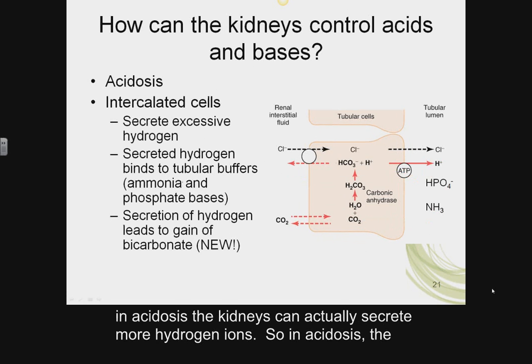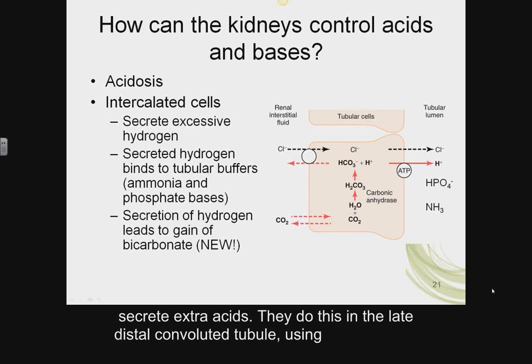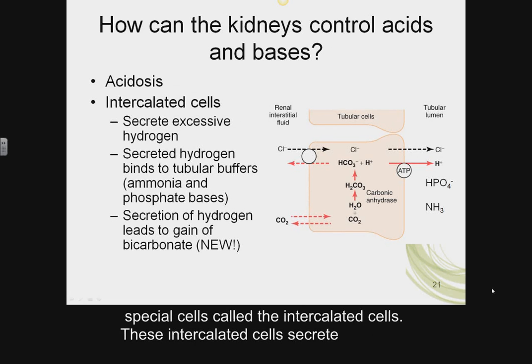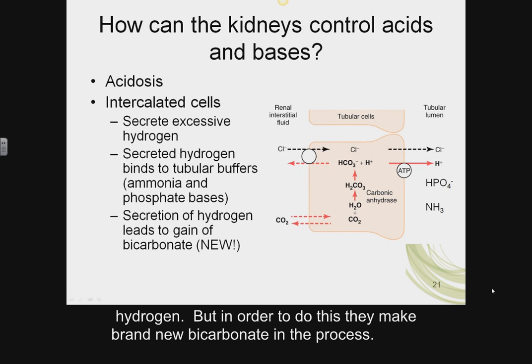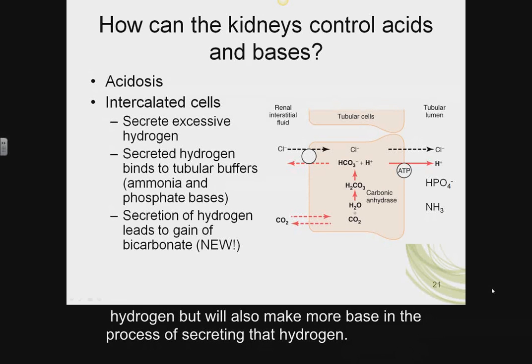In acidosis, the kidneys can actually secrete more hydrogen ions. So in acidosis, the kidneys will reabsorb all of the filtered bicarbonate, but they also can additionally secrete extra acid. They do this in the late distal convoluted tubule, using special cells called intercalated cells. These intercalated cells secrete hydrogen, but in order to do this, they make brand new bicarbonate in the process, which is perfect, right? If a patient is in acidosis, their kidneys not only will secrete hydrogen to get rid of it, but will also make more base in the process of secreting that hydrogen.